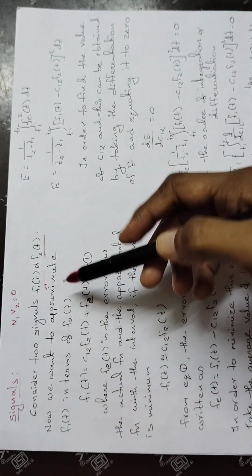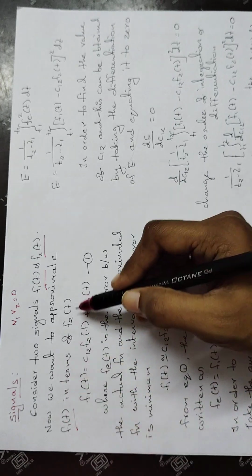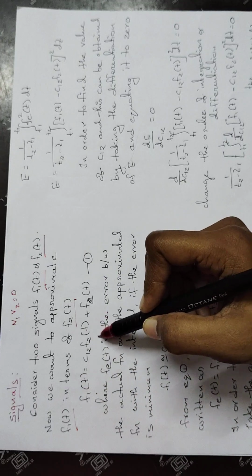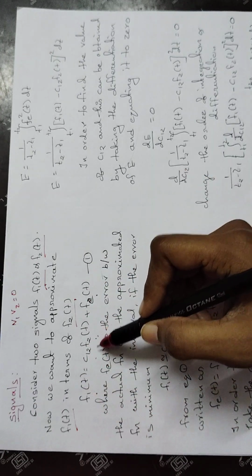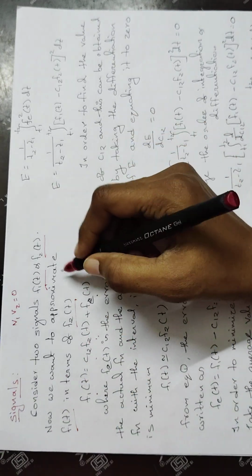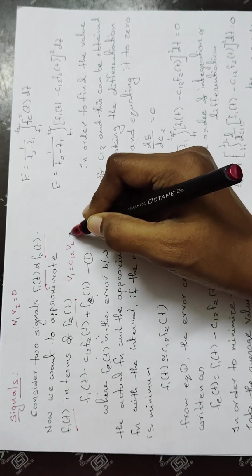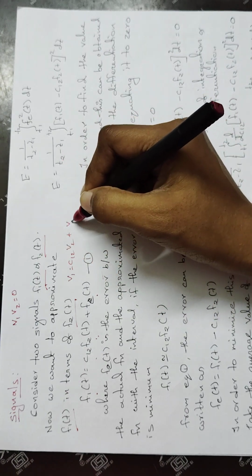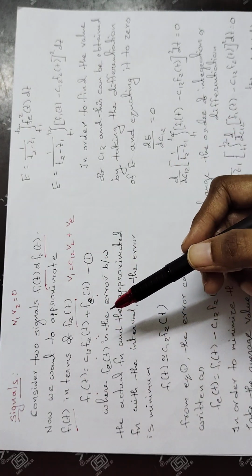If you approximate f1 of t in terms of f2 of t, then f1 of t is equal to c12 f2 of t plus fe of t. The same equation we can write in vectors: v1 is equal to c12 v2 plus the error vector ve. So this is the same equation we have to consider.